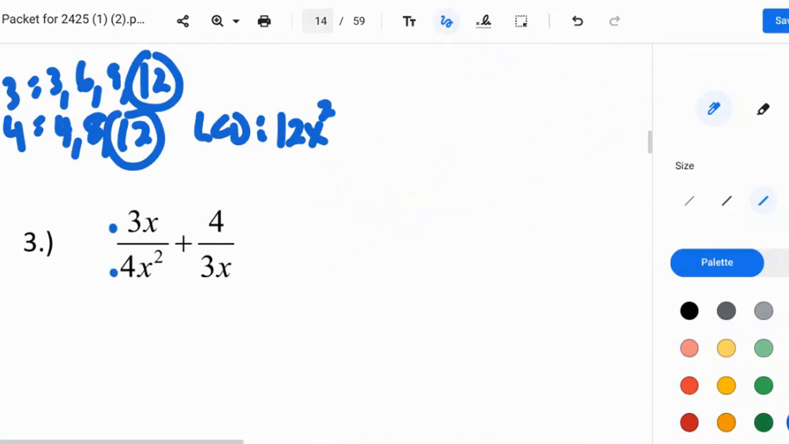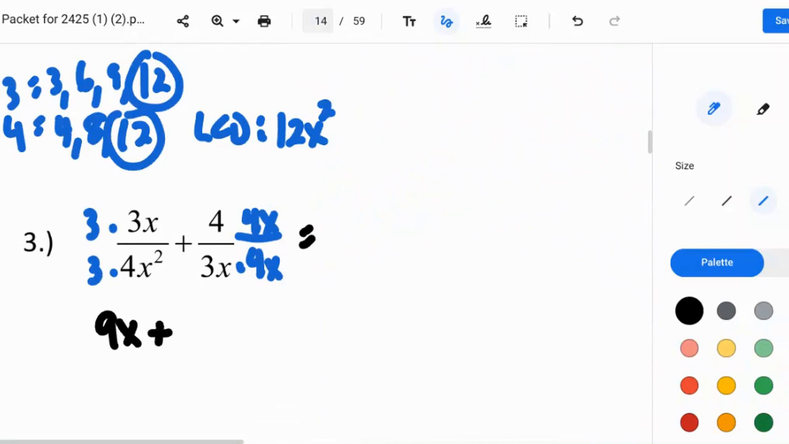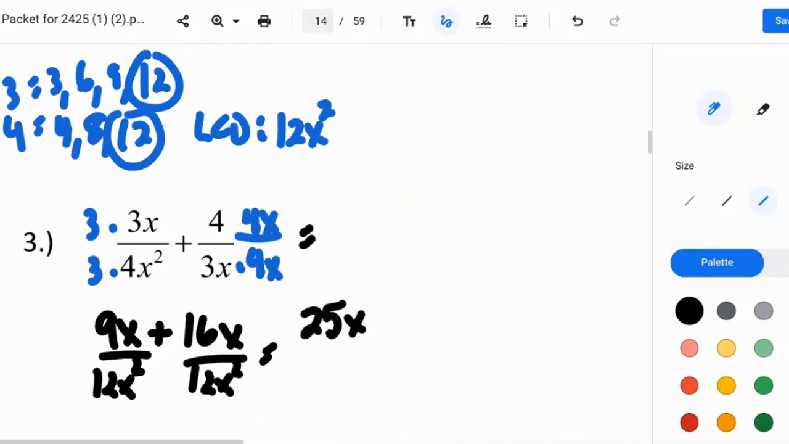So the left side I'd multiply by 3. The right side I'd multiply by 4x to get them to both be a 12x squared. So if you did this, you end up with 9x for the top left. The right side would be a plus and then a 16x. Those can both be over this 12x squared. So we can make it one fraction now. If we add the tops together, which they can add together, that gives me 25x. And the bottom is a 12x squared. I try to simplify that as much as I can.